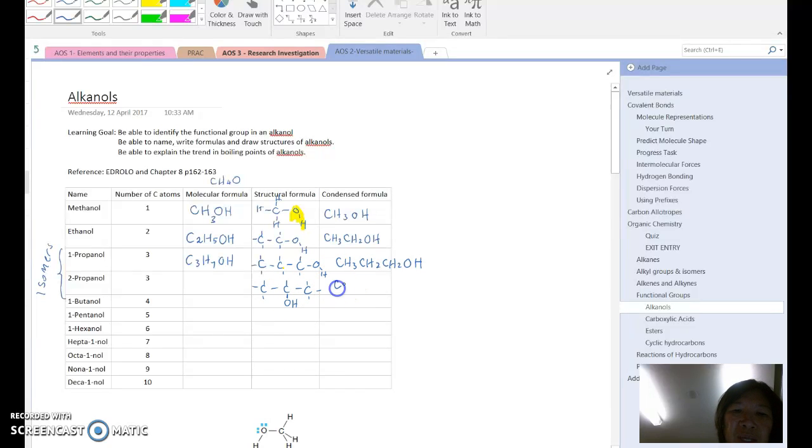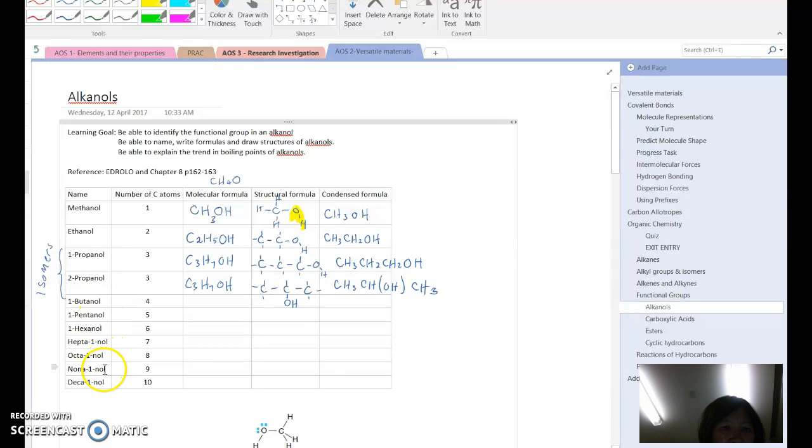So the condensed formula would be CH3CH, and the bracket with the OH in it, followed by CH3. Now the molecular formula is no different, still C3H7OH. Okay, now you should go and complete the rest of the table for the other alkanols in this family, and move on to the next video, which is the functional group of carboxylic acid.